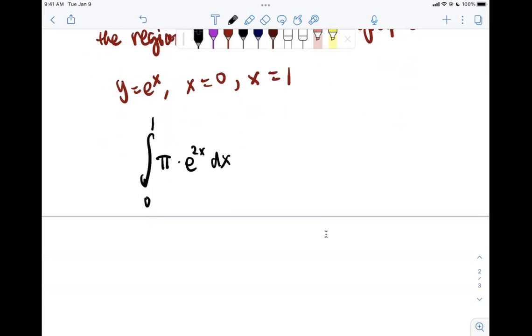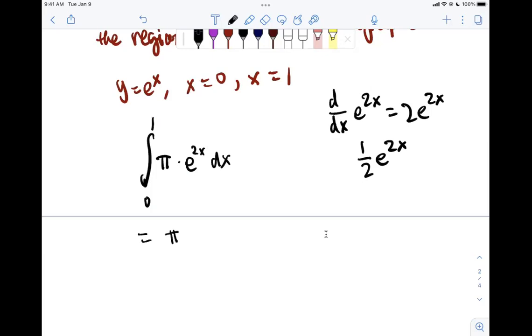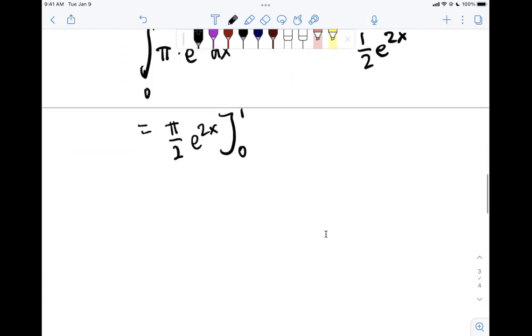So remember the derivative of e to the 2x is going to be 2e to the 2x. So I'm just going to divide that by 2, and so 1/2 e to the 2x is going to be an antiderivative for e to the 2x. And we're just going from 1 to 0. So that's going to be pi over 2 times e to the 2 minus e to the 0, so just minus 1. And that's going to be our final answer.